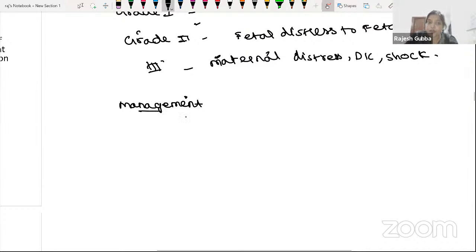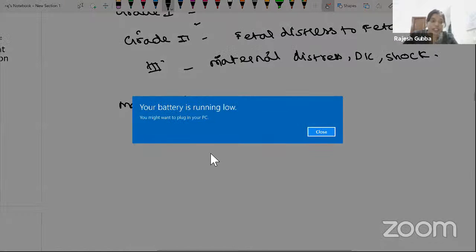Management is you have to follow something called the Pritchard rule. See, uterus is in a josh to push out everything, and the placenta is getting separated. I cannot say I want to wait on it. Placenta will separate and there will be fetal distress ultimately. So you should be quick in delivering, and whatever might be the gestational age, I will manage it outside. So Pritchard rule: do immediate delivery.